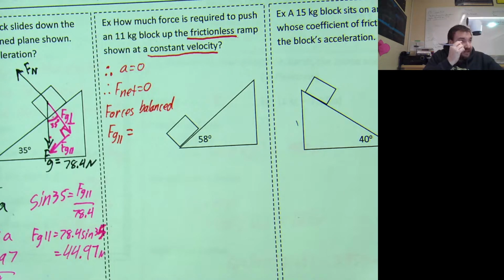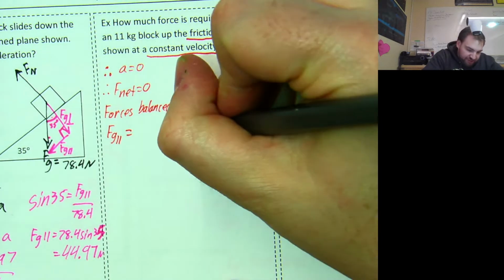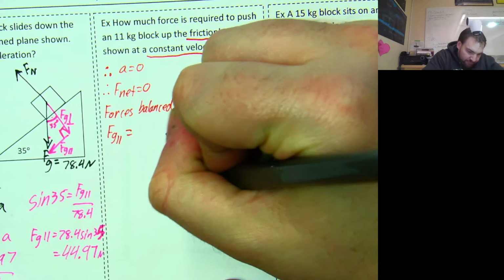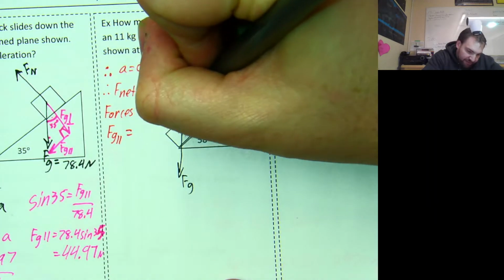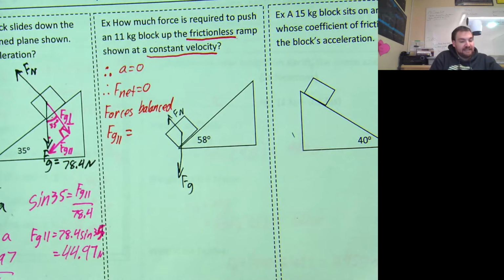Fn isn't going to push anything up because Fn acts at an angle. Here, let's throw this in here. I've got Fg straight down, and I've got Fn this way. Fn has nothing to do with getting that block up the ramp. What other forces are acting on that block?